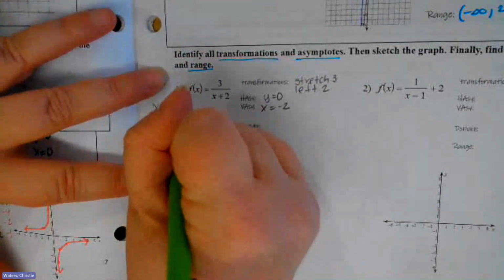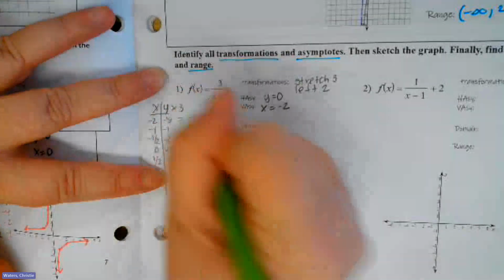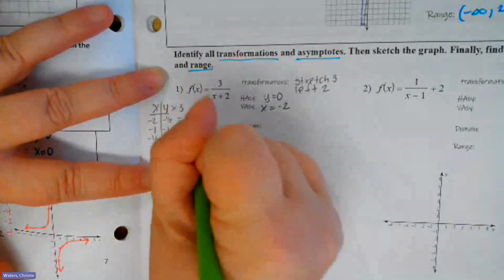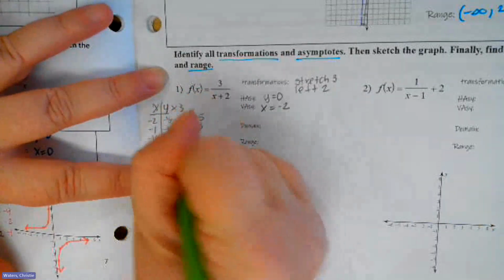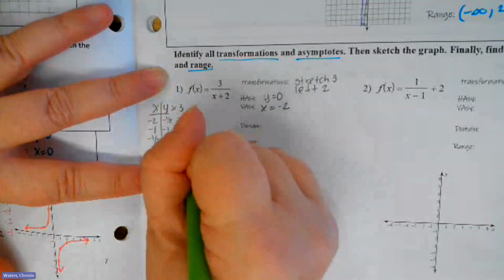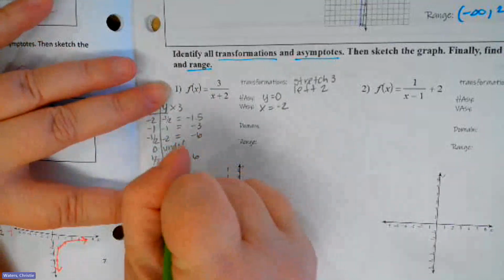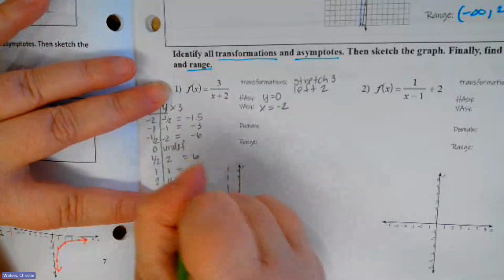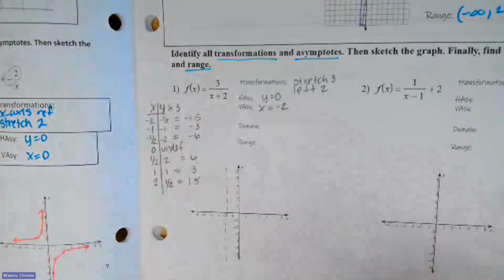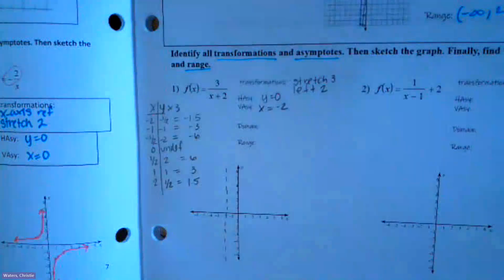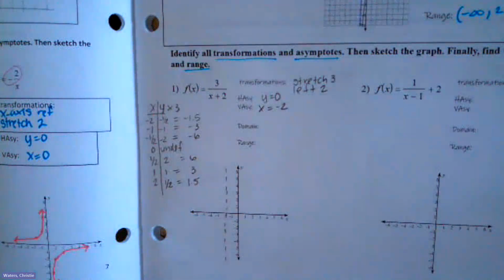So -1/2 times 3 is -1.5. And then we've got -3, -6, still undefined, and then 6, 3, and 1.5. So now I've got all the points that I need to plot.